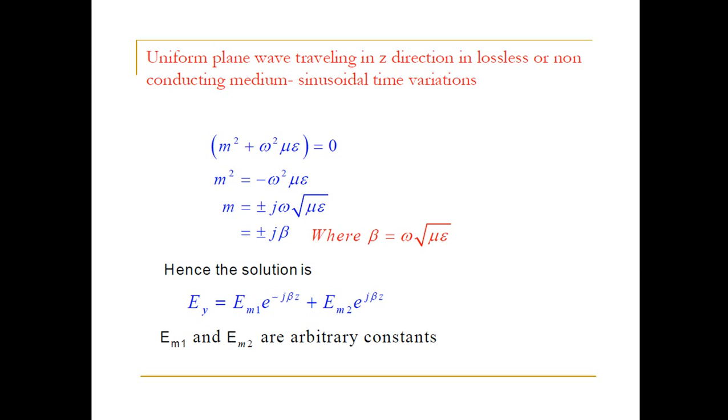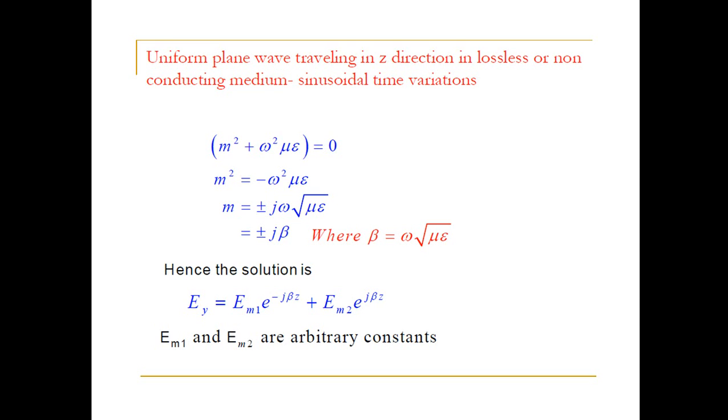So for the uniform plane wave traveling in the z direction in a lossless or non-conducting medium with sinusoidal time variation, you get m equal to plus or minus j beta, where beta is omega root over mu epsilon, also known as the phase constant. Hence the solution for the electric field along the y-axis can be written as Em1 e to the power minus j beta z plus Em2 e to the power j beta z, where Em1 and Em2 are arbitrary constants.